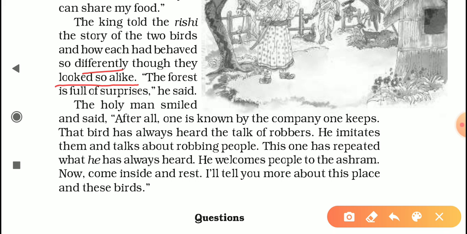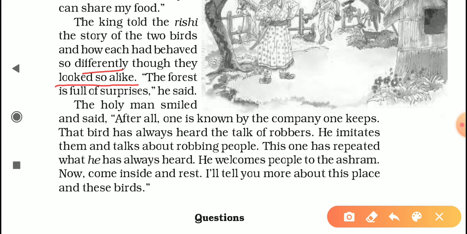The forest is full of surprises, he said. The king is very amazed and he is sharing his experience with the rishi. He is saying that these two birds I have seen, they look alike, but their nature is so different. I am very amazed about it.